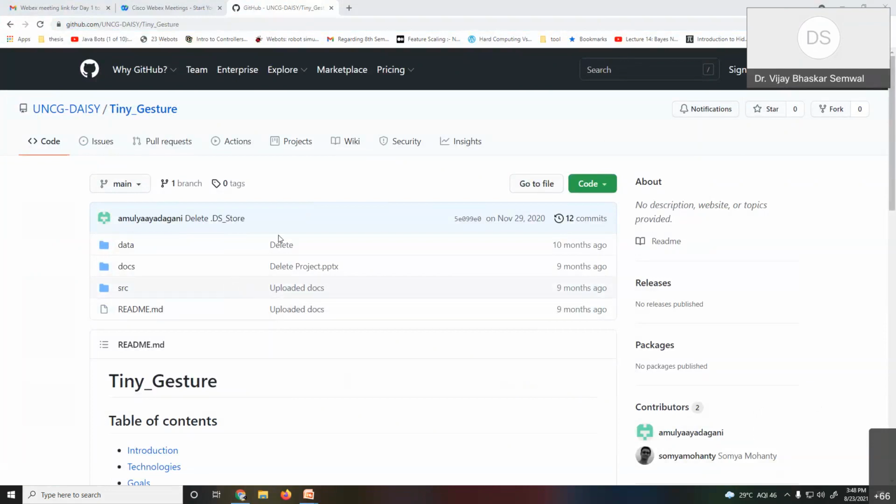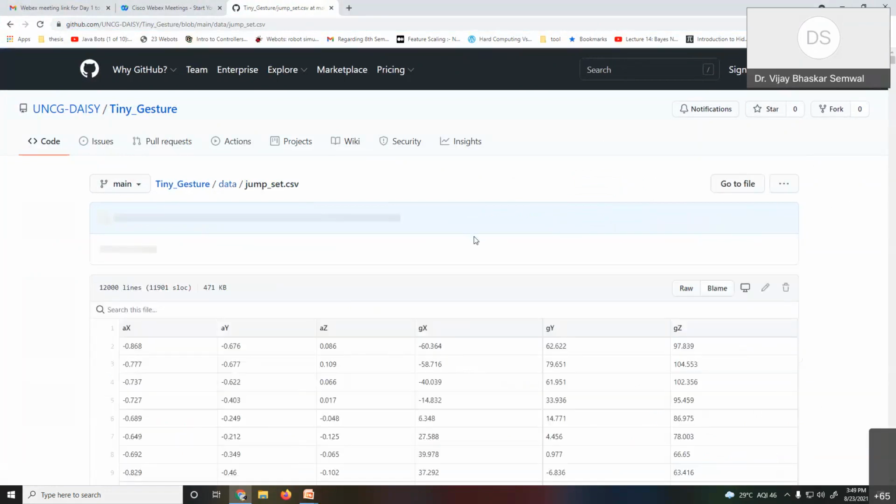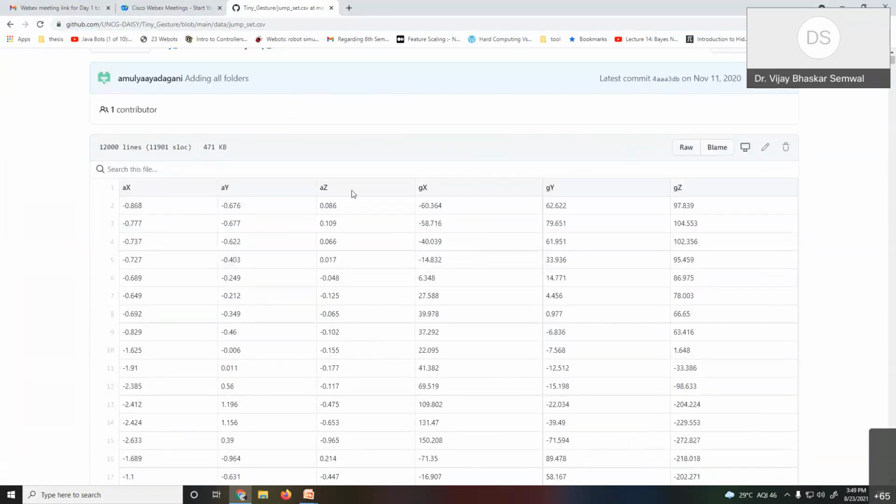Okay, yeah, you can check. First, the data section is there. There are 5 gestures: jump, run, square, walk, and set. You can see the CSV file is there, already well-processed data. You can open and check what is inside. So you have 6 columns: AX, AY, AZ, which is the accelerometer around XYZ, and the gyroscope, GX, GY, GZ.